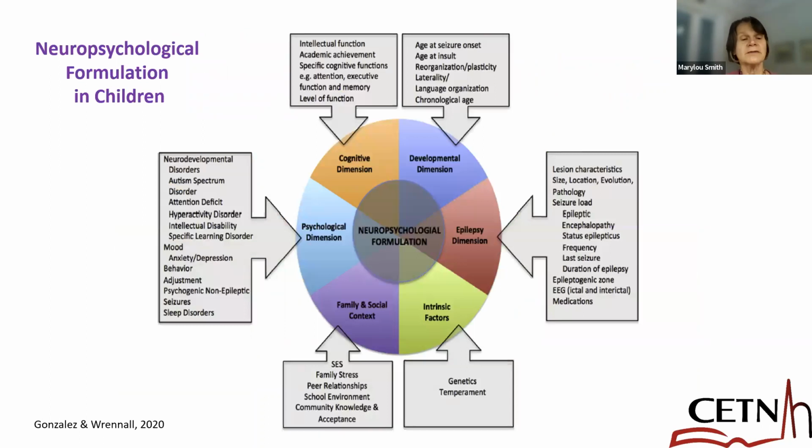This diagram comes from a relatively recent paper by Linda Gonzalez and Jackie Rennell, and it is somewhat similar to the previous one, but it shows that with children, perhaps there's even greater complexity of the factors that need to be taken into consideration in order to arrive at the neuropsychological formulation. So we have to know information about the child's epilepsy characteristics, the developmental history, their cognitive performance, the psychological dimension, family and social context, because we now know that family factors also have an impact on neuropsychological performance in children. And then there are the intrinsic factors such as genetics.